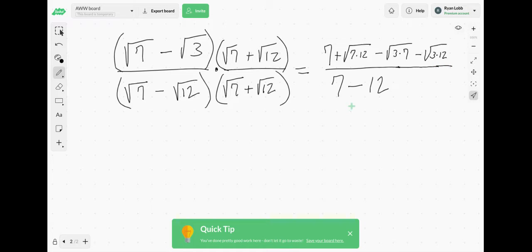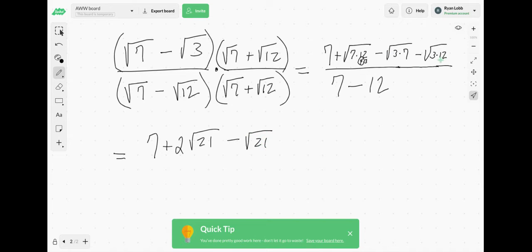Now we're going to simplify. Well, keep in mind, 12 here is 4 times 3. So this has a perfect square factor of 4. The square root of 4 is 2. So now we're going to have 7 plus 2. And then what's left? 7 times 3 is 21. Minus, here we have square root of 21.